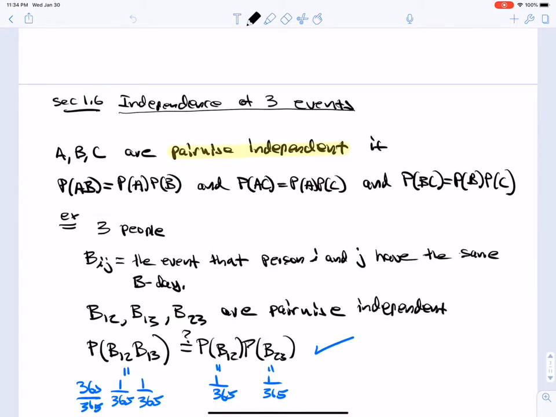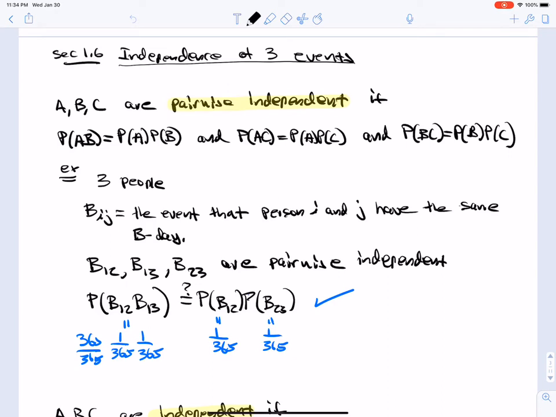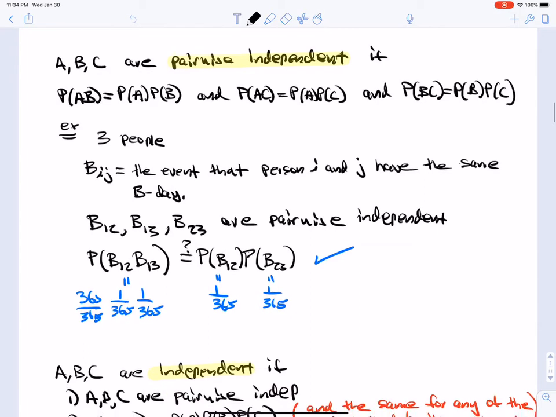So independence of 3 events. Let's first talk about what it means for A, B, and C to be pairwise independent. So pairwise independent means that for any pair of A, B, C, we have the product rule. We have the multiplication rule as given here. And so, for example, if you have 3 people, let Bij be the event that person I and J have the same birthday. So notice that B12, B13, and B23 are pairwise independent.